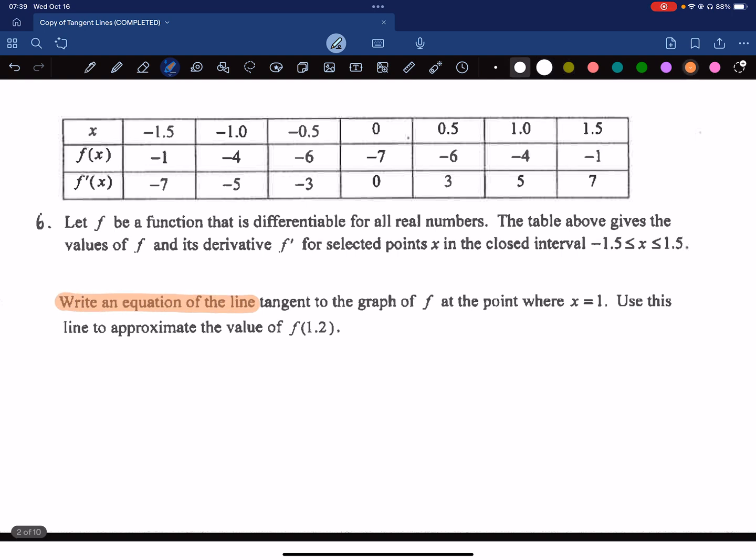The first step, write the equation of the line tangent to the graph of f at the point where x equals 1. So to do that, we need two things. We need a point, and we need the slope of the tangent. Okay, we were already given an x value. The x value was negative 1. Sorry, positive 1. We need the y value. So when our x is positive 1, our y value is negative 4.